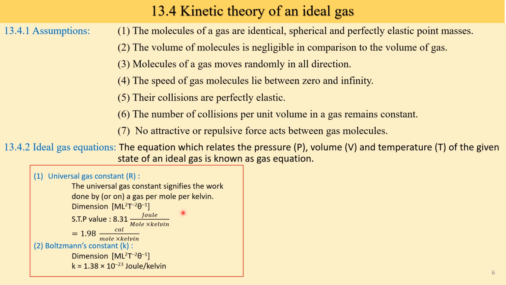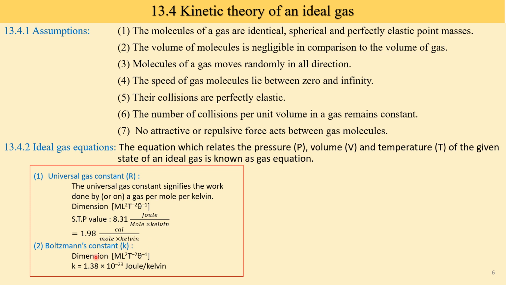At standard temperature and pressure (STP), the value of R is 8.31 joules per mole per Kelvin. If we want to express the same in terms of calories, its value is 1.98 calories per mole per Kelvin. Next is the Boltzmann constant, small k. It is also represented as small k subscript b, kb.